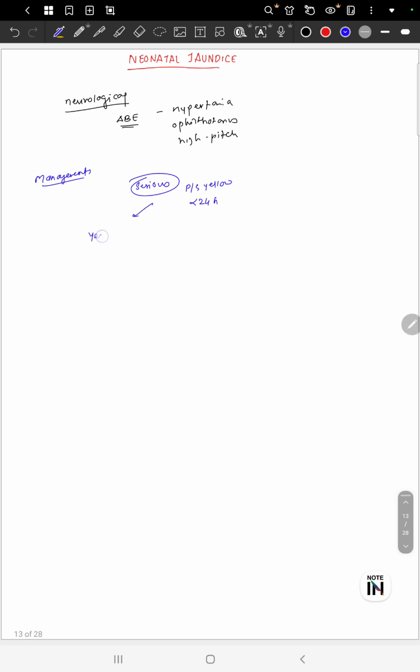If these signs are present, then we directly start phototherapy. If these signs are not present, then assess whether the jaundice is pathological in nature. If the jaundice is pathological, then again start phototherapy. If it's not, then further assess whether it's physiological jaundice. And if it's physiological jaundice, then we don't require any treatment.